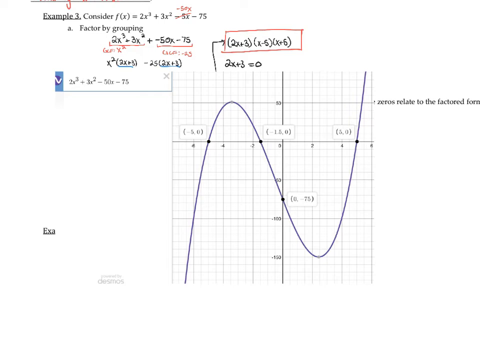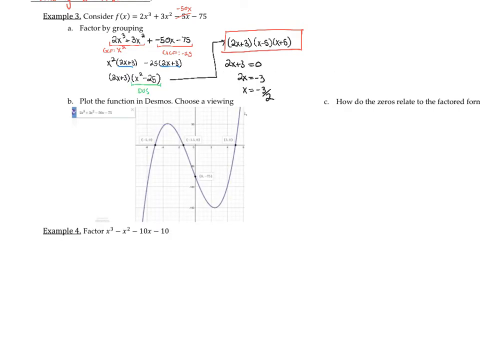So here's a graph from Desmos, and notice that I've had to adjust the y-scale considerably in order to see that y-intercept of negative 75. I can see my x-intercepts at negative 5 and positive 5 from the difference of squares, and at negative 1.5 or negative 3 halves. Part C asks us to figure out how do those zeros relate to the factored form.